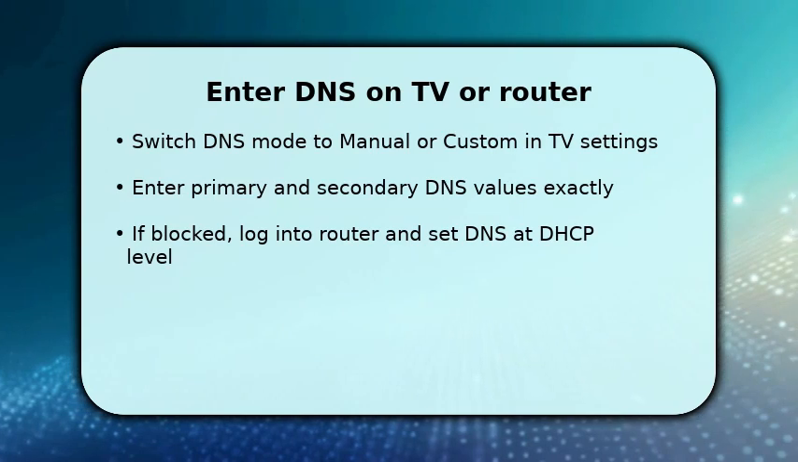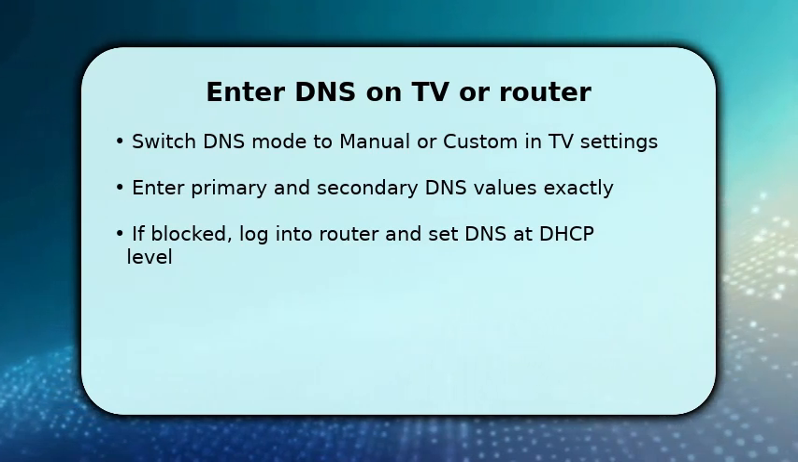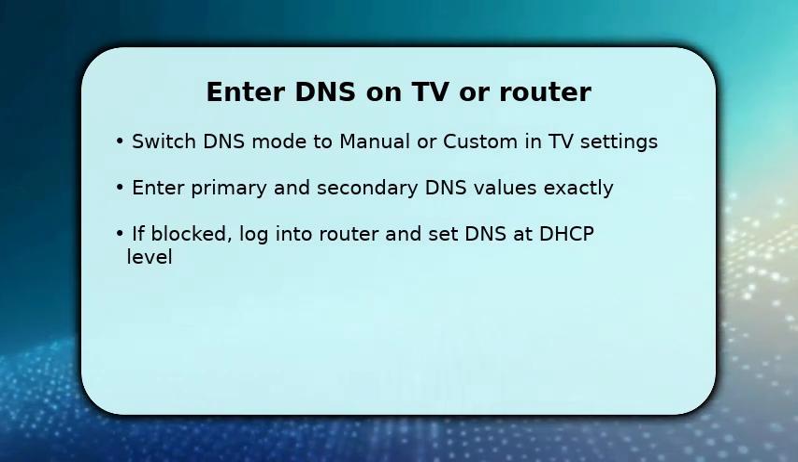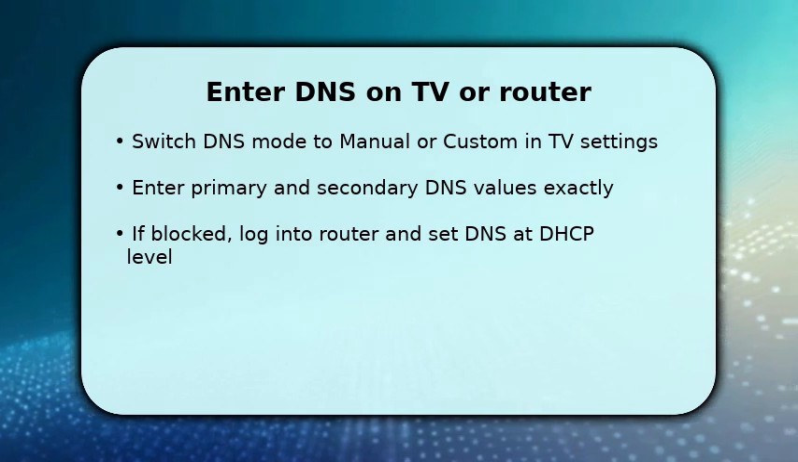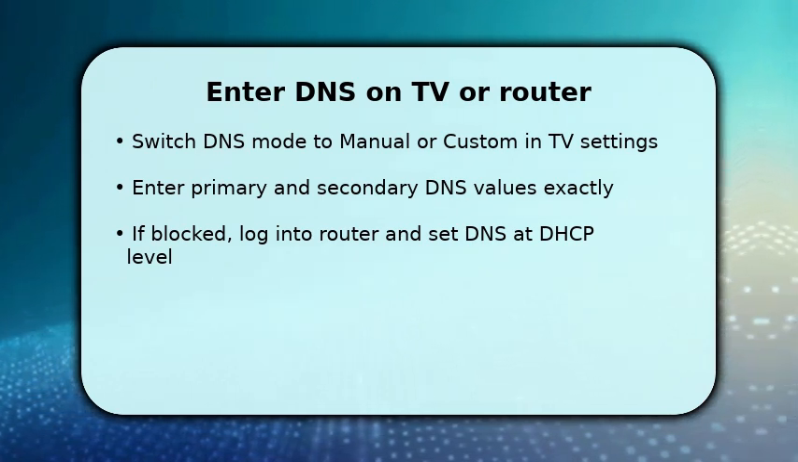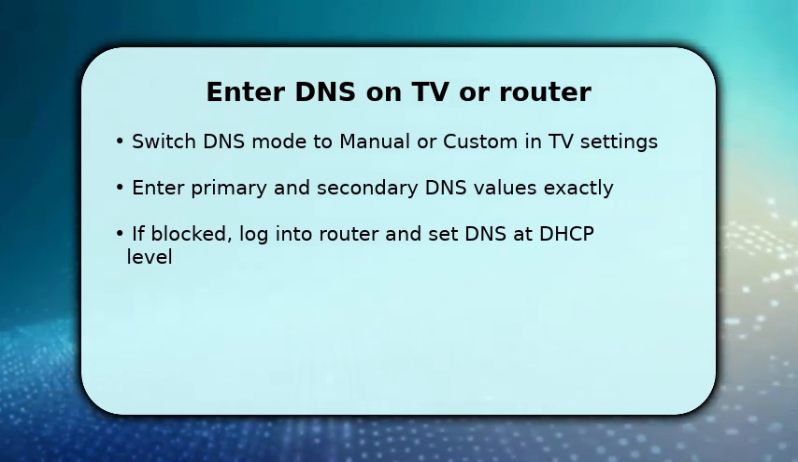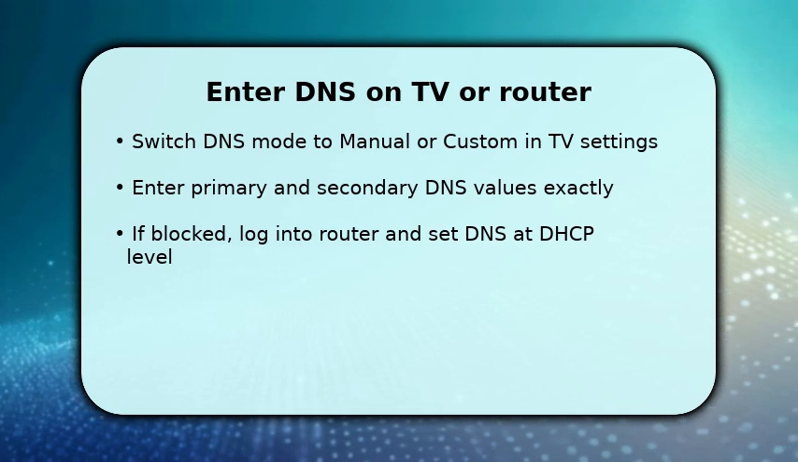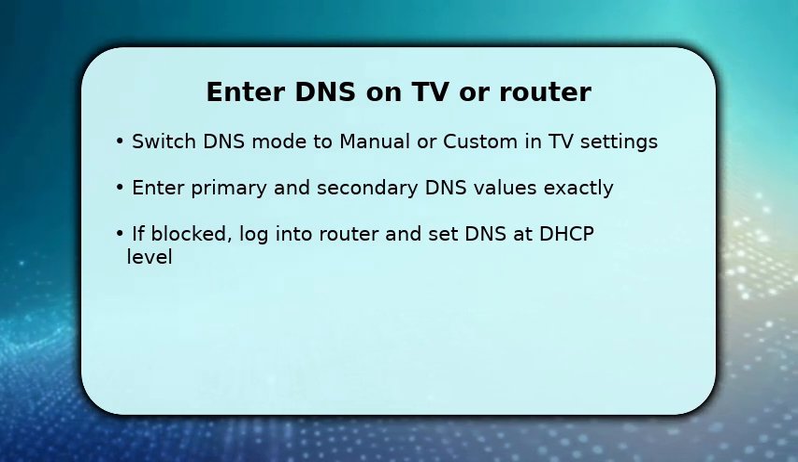Now you perform the core change. On the TV, pick manual DNS and input the primary address first, then the secondary. You do this because TVs typically prefer a primary for lookups and a secondary as fallback. Once entered, save and reboot the network connection.